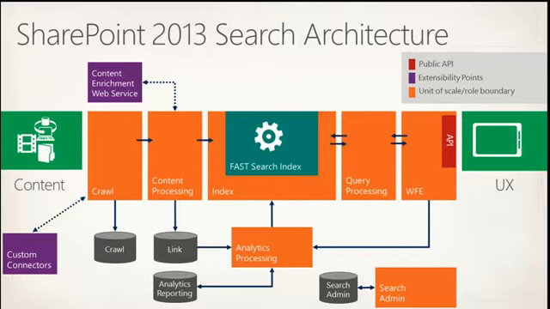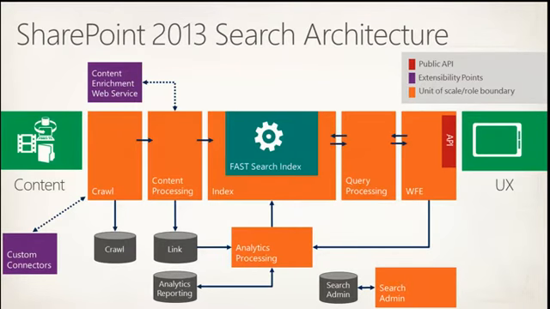The crawler will then pull it in and feed it to the content processing component, which is the one we're going to talk about in depth today. It can call out all different content from both SharePoint and from BCS, external content, LOB system content, and feed that to the content enrichment web service. And that box on the top there is something I'm going to show you how you can set up, and we're going to use that for our demos today.